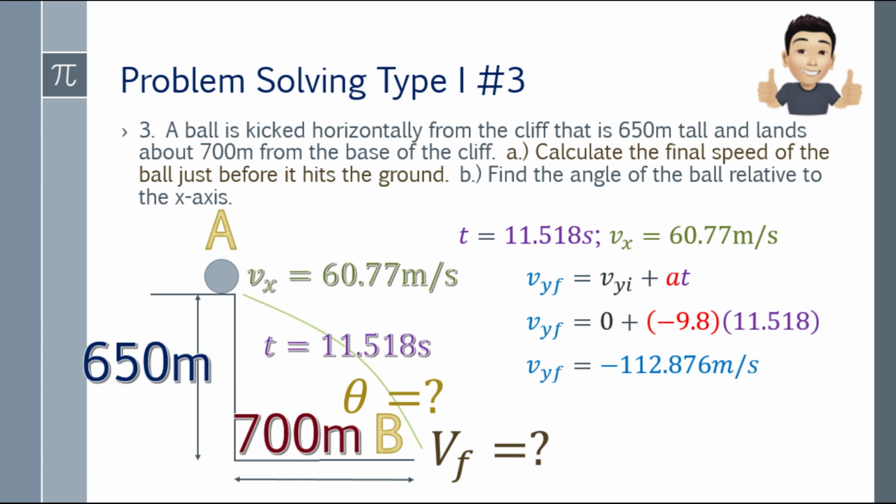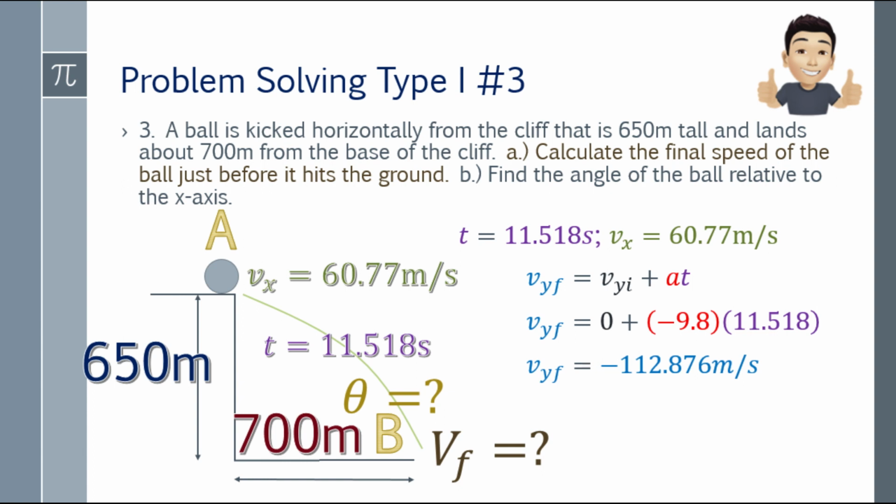Alright, so we have the final velocity now for the vertical component, and we also have the Vx, that is 60.77 meters per second. Ang tanong, bakit yung sa Vx, wala na siyang final and initial? Remember, ang acceleration hindi nakaka-apekto sa horizontal component. So, as is lang yung Vx na yan. So, yung Vx na 60.77 meters per second, bago mag-hit yung ground, same pa rin yung horizontal component niya. Same pa rin yung Vx.